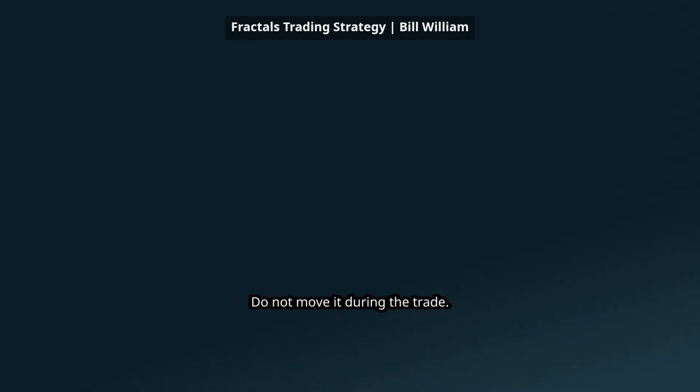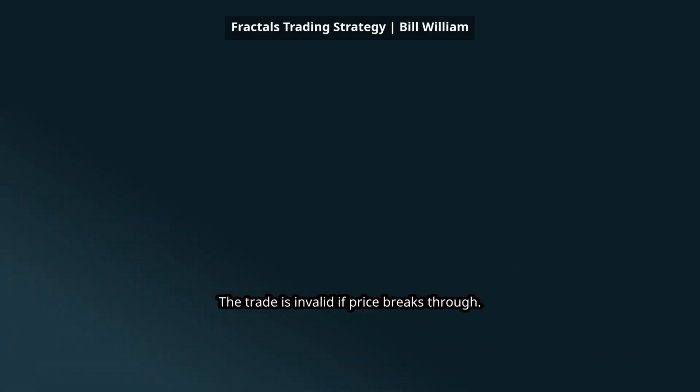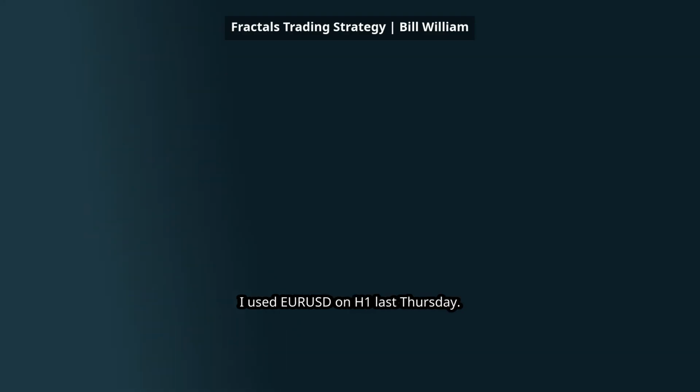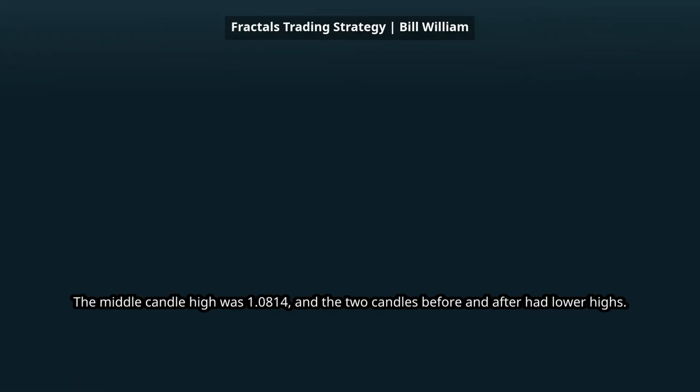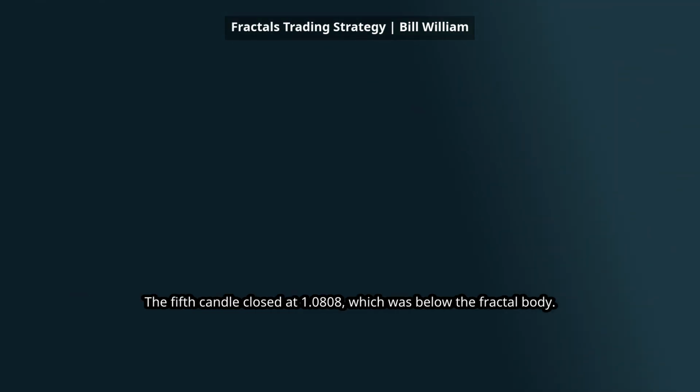I used EURUSD on H1 last Thursday. The market had been falling for 3 hours straight, from 1.0850 down to 1.0810. A fractal up formed at 1.0812. The middle candle high was 1.0814, and the 2 candles before and after had lower highs. The 5th candle closed at 1.0808, which was below the fractal body. That was my sell signal.